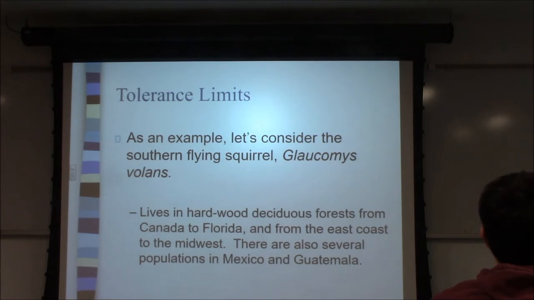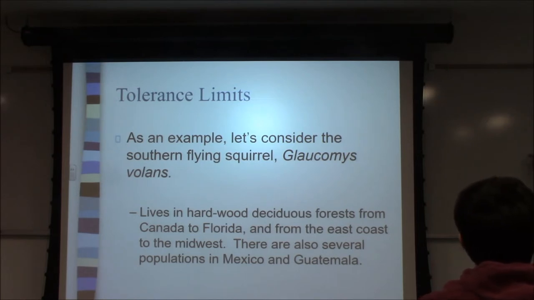The temperature is getting hotter, so therefore the deciduous trees got to go up. Deciduous trees are moving higher and higher in elevation. The conifers are beginning to fade out and disappear. The northern flying squirrels, which used to come all the way down here into the southern Appalachians, are now up here.